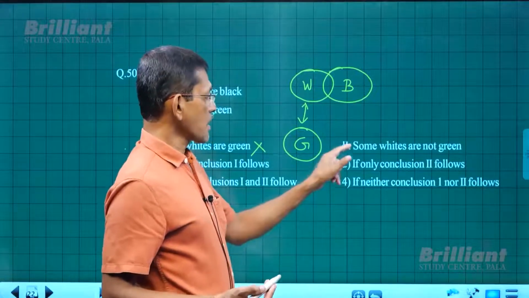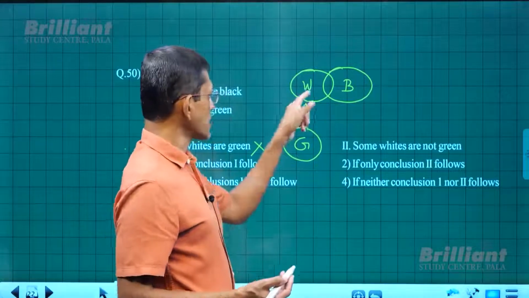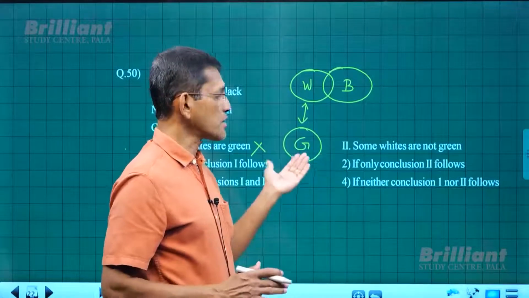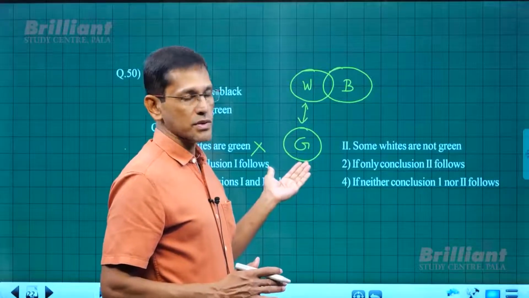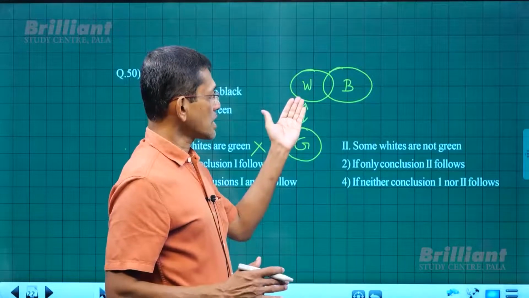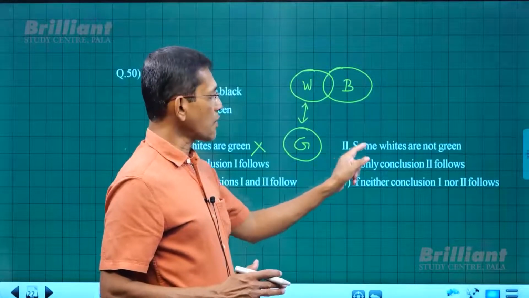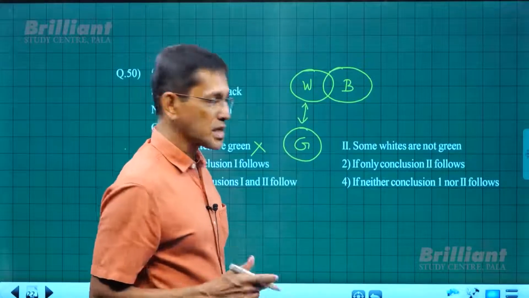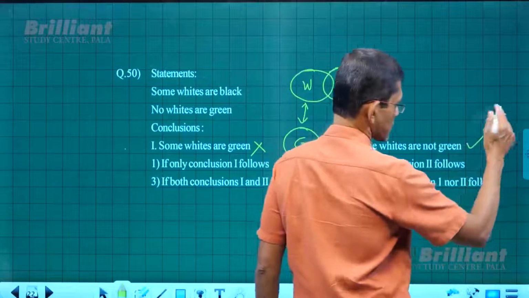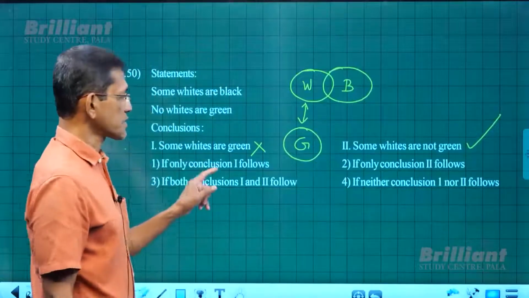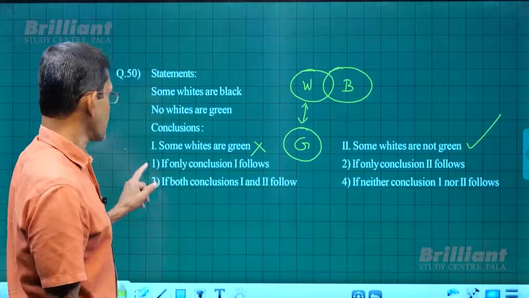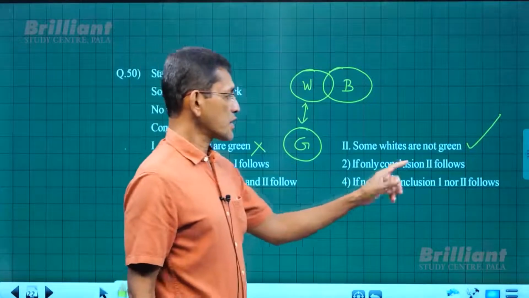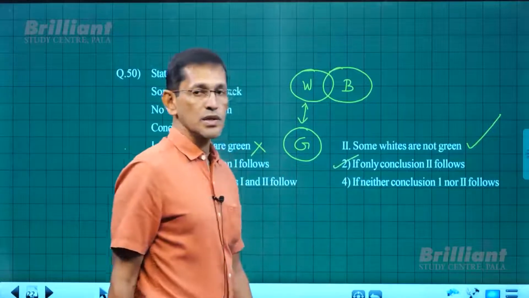When you negate it, all whites are green. So all whites go inside the green. But white and green cannot intersect. How can all whites go inside the green? It's not possible at all. So when you draw the diagram of the negated conclusion, all whites are green is not possible. The new diagram doesn't exist. So the original conclusion follows. Ultimately, the answer for this question is only 2 follows. Among the answer choices, only 1 follows, or only 2 follows. So 2 is the answer. Only 2 follows.